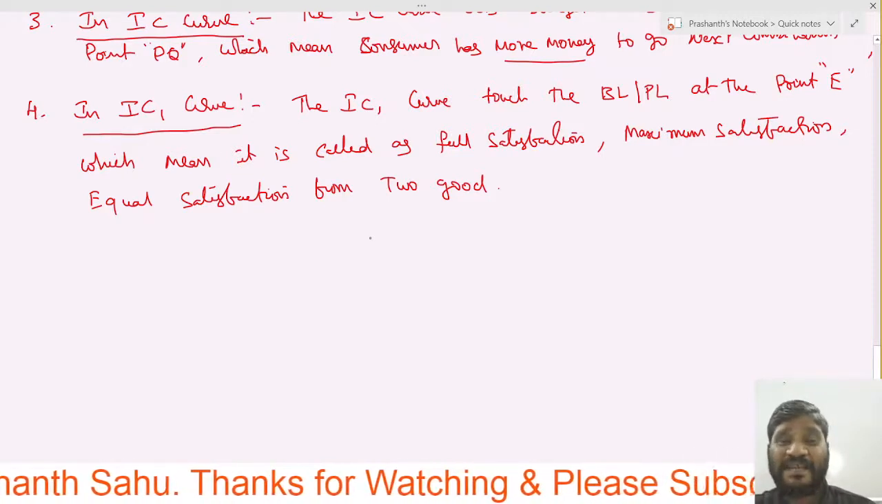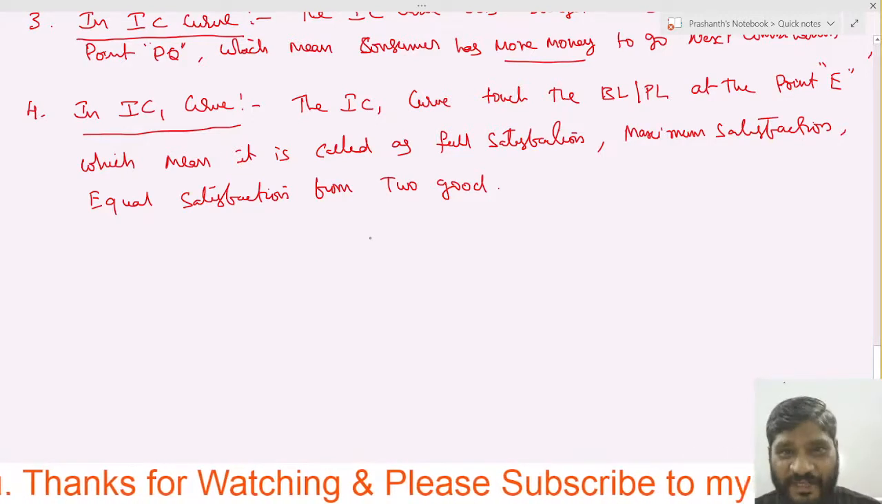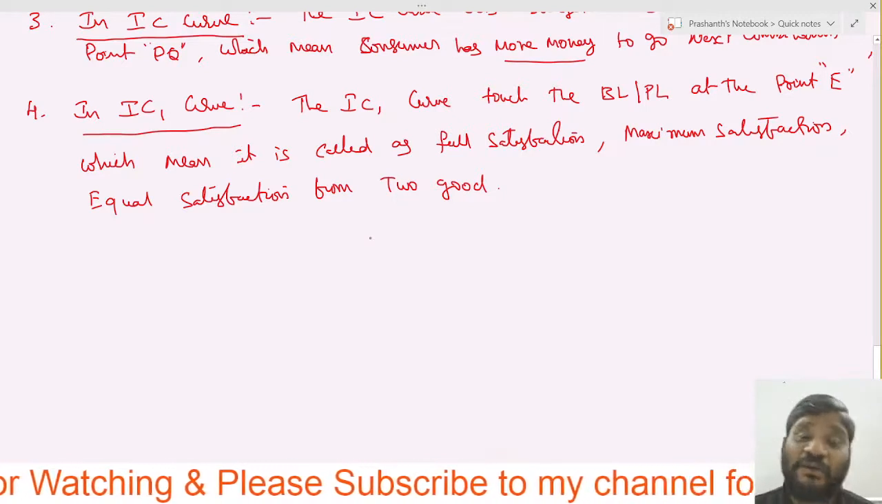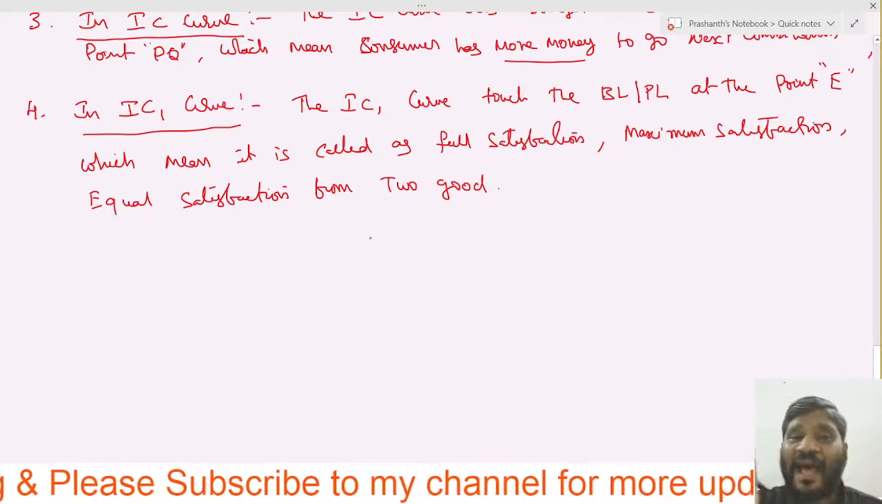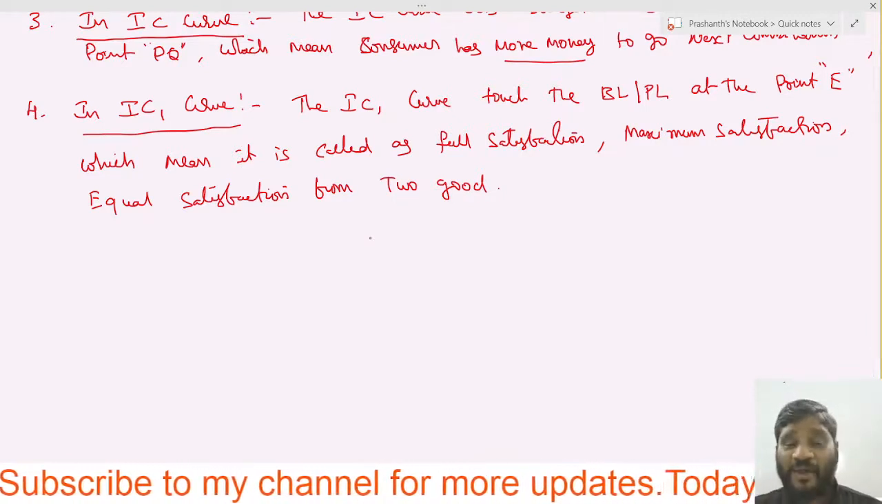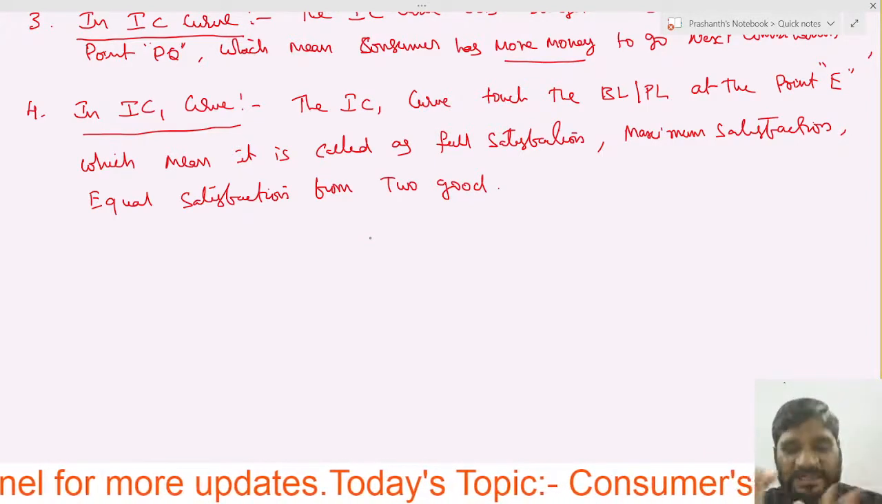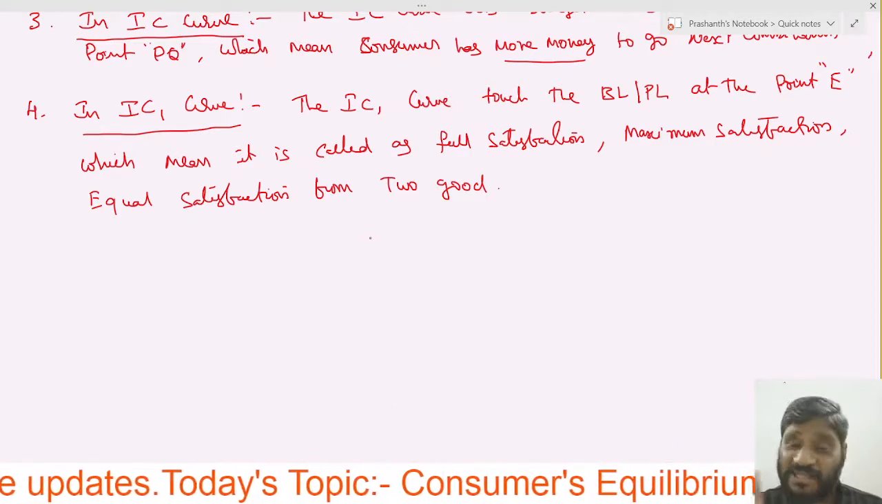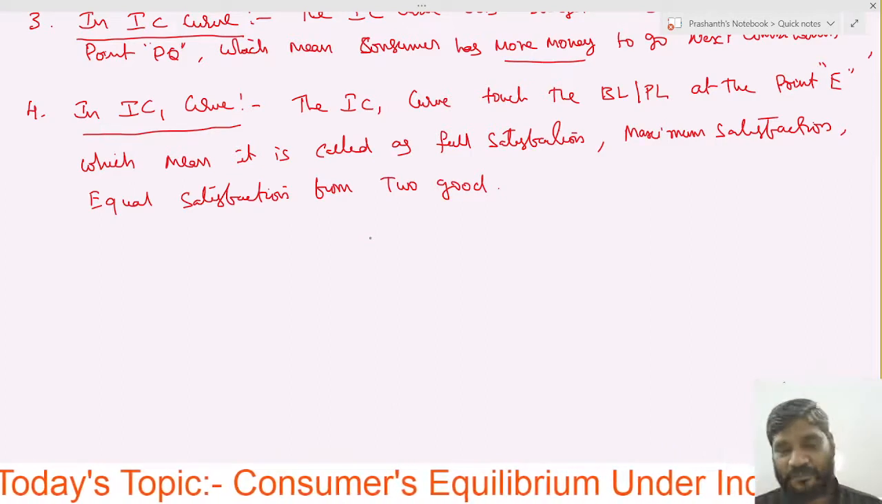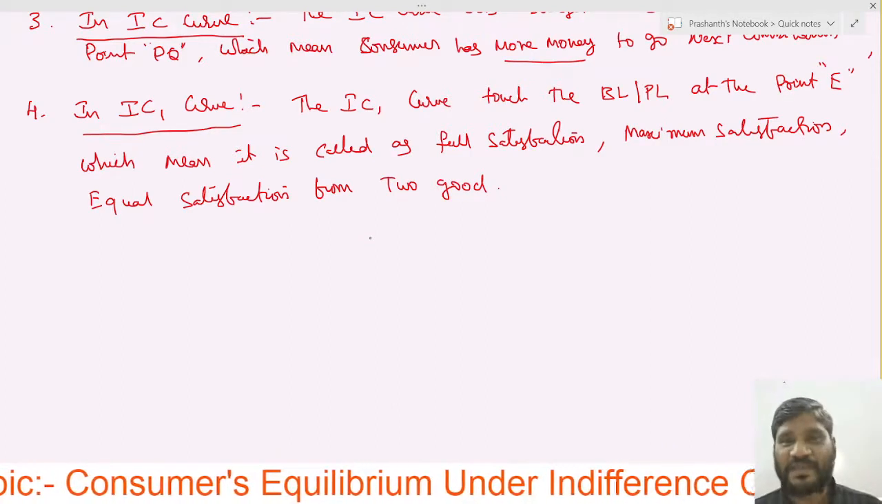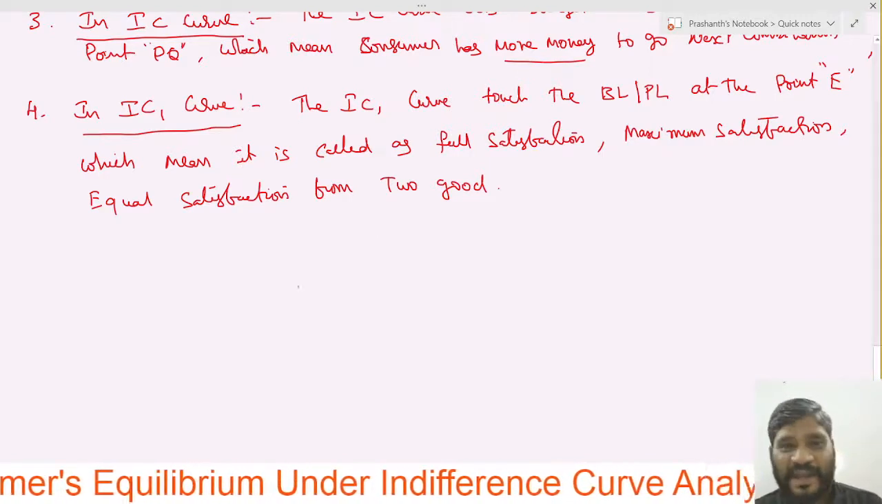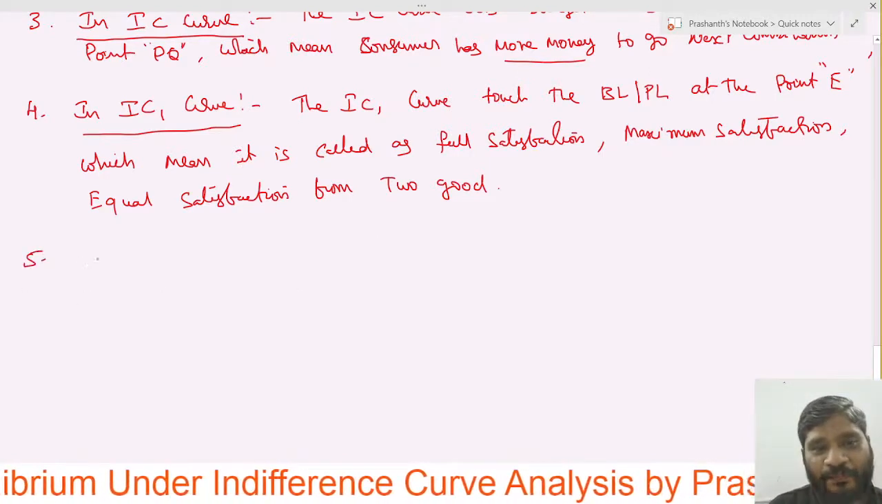Means the budget is equal to the expenditure. The budget is equal to the expenditure at the IC1 curve. Why? Because the IC1 curve touches the budget line. IC1 curve touches the budget line, which means full satisfaction. Okay? Right. Next, number 5.